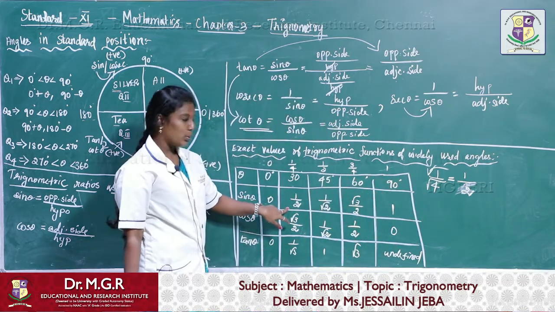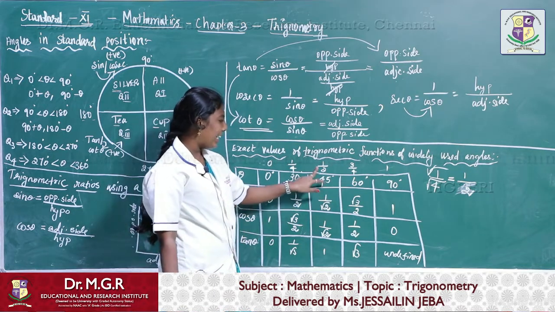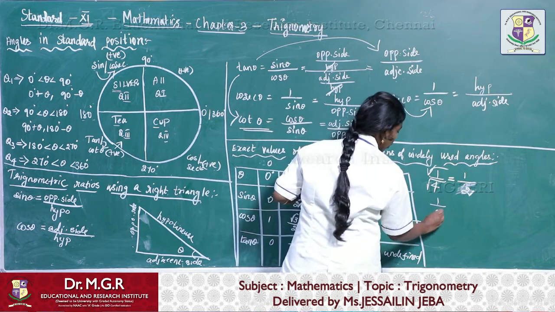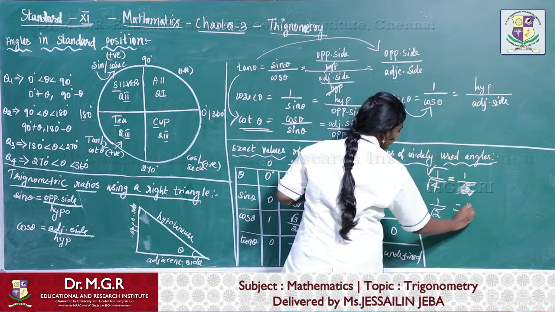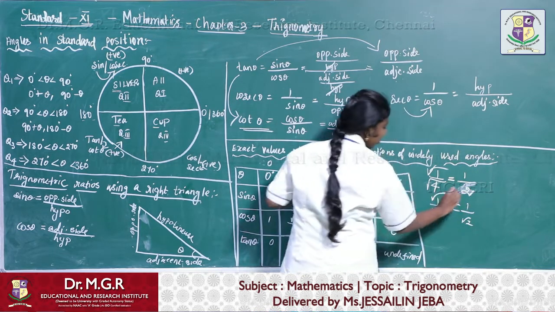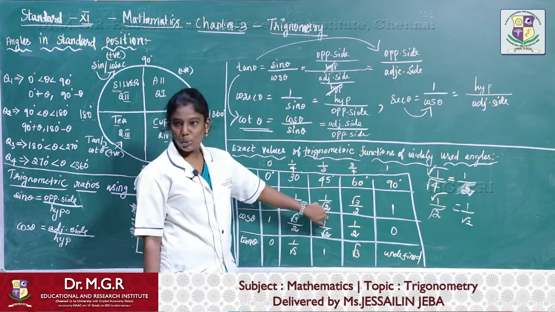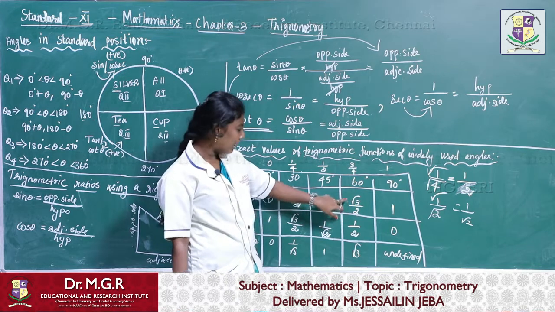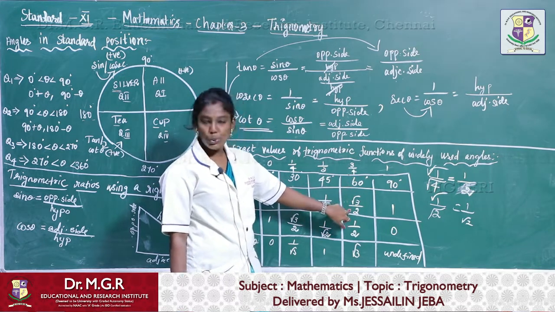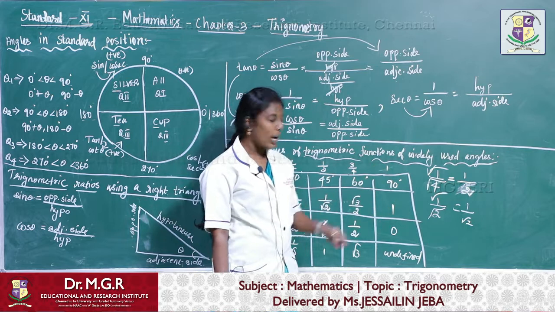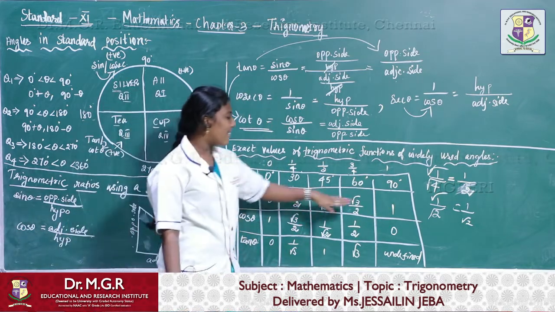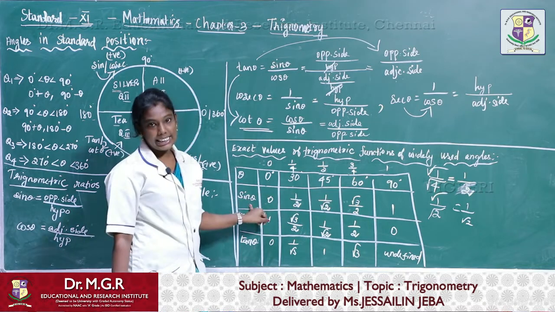Then for 45 degree we have the value 1 by 2. Taking the square root of 1 by 2 gives 1 by root 2. And then 3 by 4: the square root of 3 by 4 is root 3 divided by 2. The square root of 1 is 1. So these are all the values for sine theta.